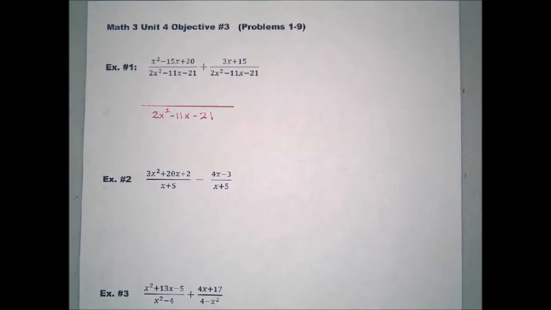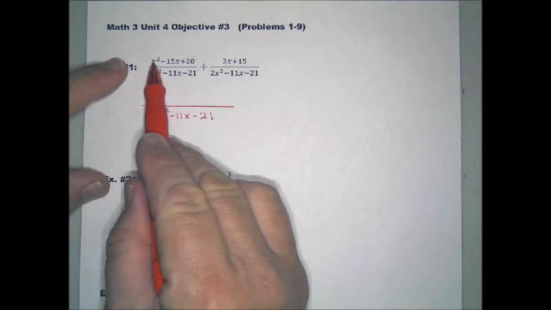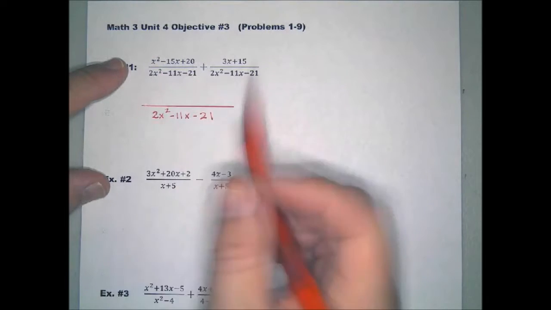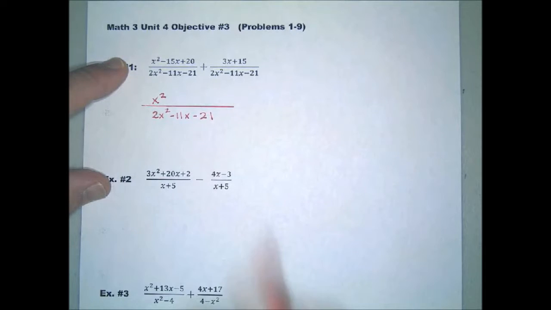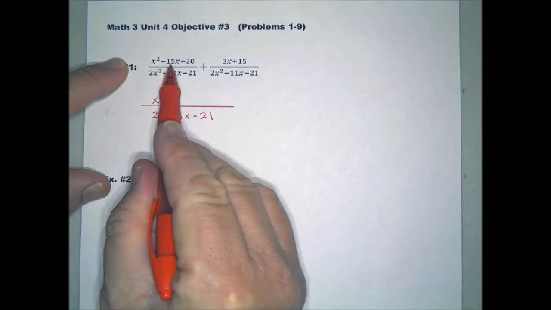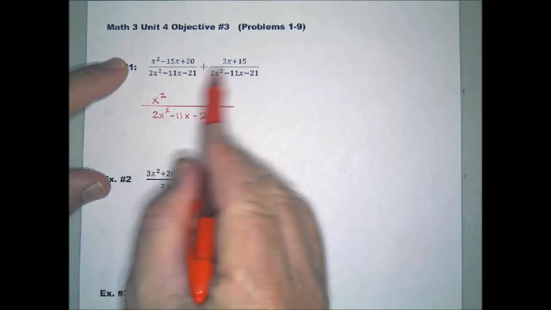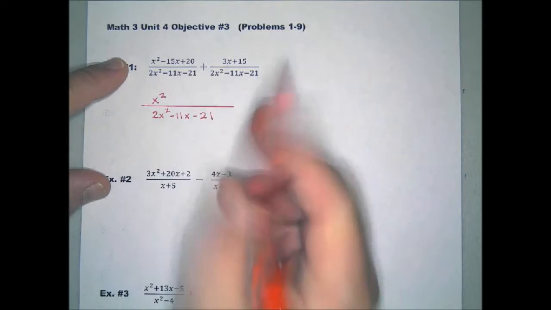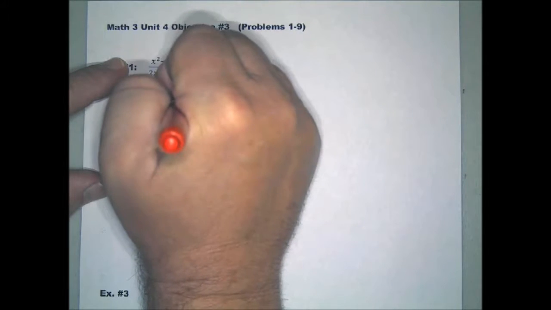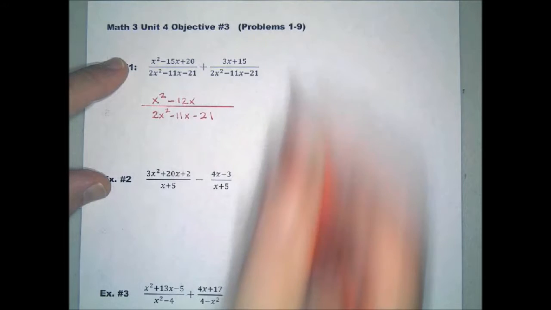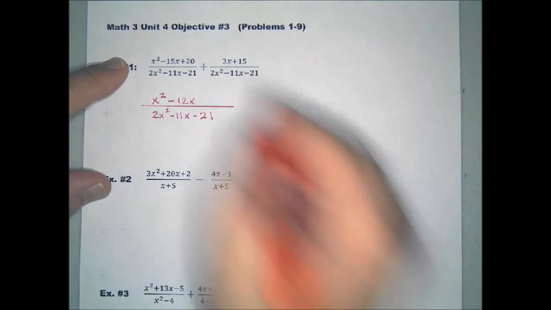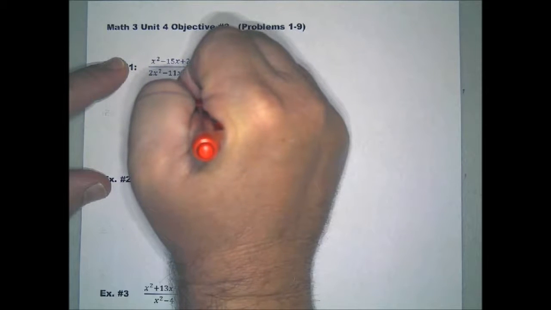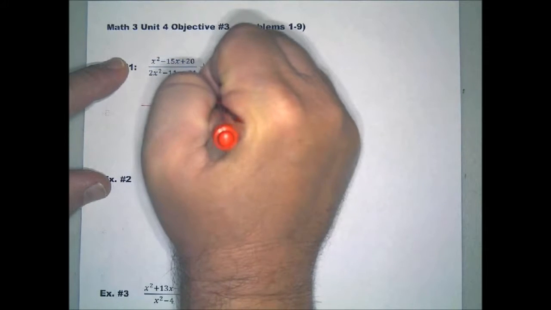So what do I have to do to the numerator? I just have to add them, combine like terms. There is no other x squared, so I know x squared. I'm going to take this minus 15x and add it to 3x, and that's going to make minus 12x. And I'm going to take this 20, and I'm going to add the 15, and that's going to give me plus 35.